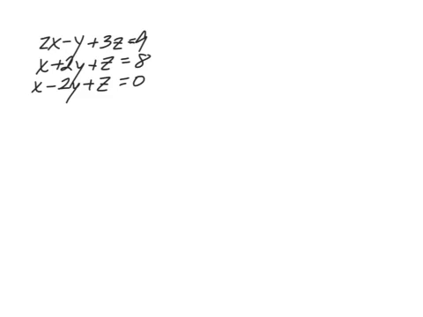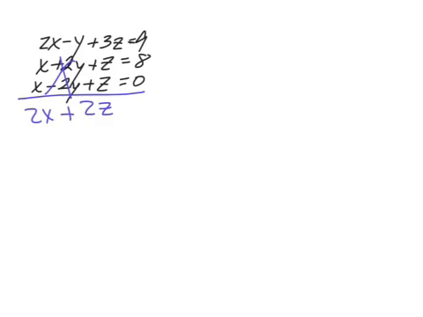Okay, so now what we're going to do is pick two equations of these three and see if we can eliminate a variable. Well, here we have a plus 2y and here we have a minus 2y. So let's add these two right here. In fact, let's just leave them there and add those. So we have 2x. Those go away.